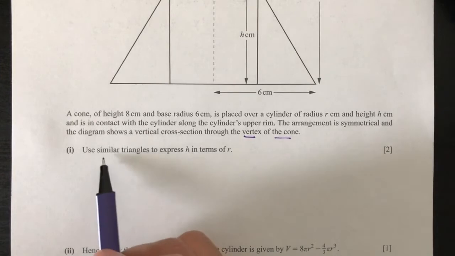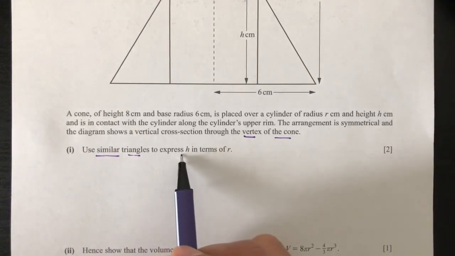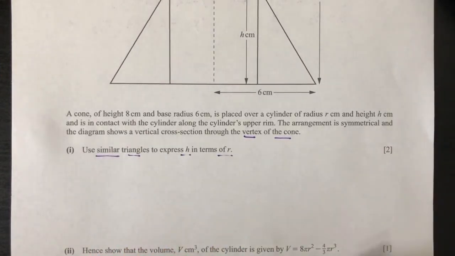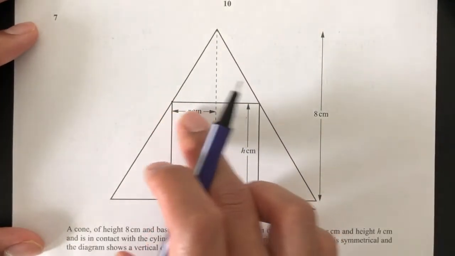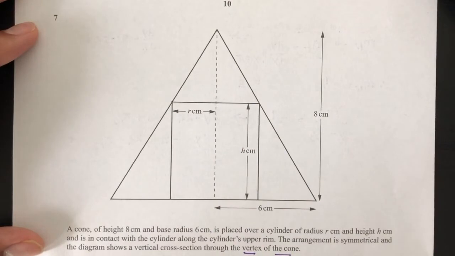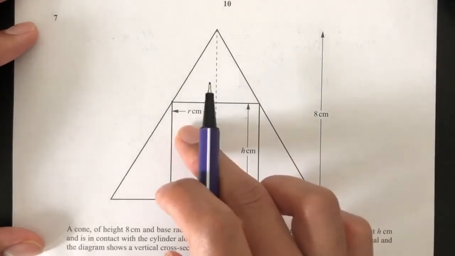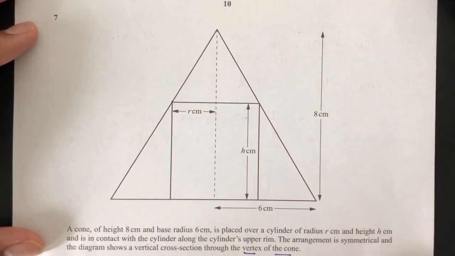Using similar triangles, express h in terms of r. So h is here and r is here, right? We know the value of r. Now we have to express h in terms of r. How can we do this? We have to use similar triangles.